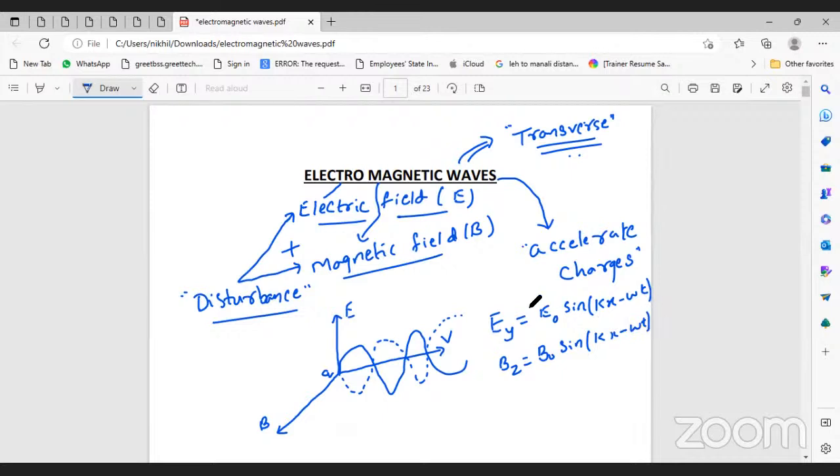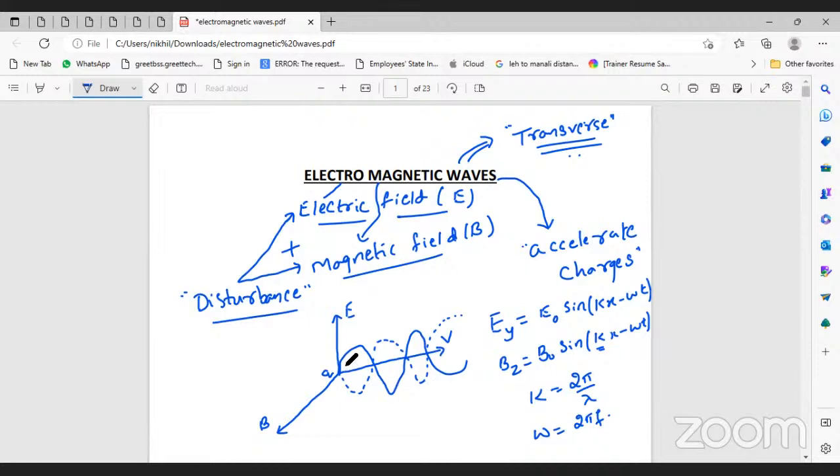So E naught is the electric field, which is the maximum electric field, which is called peak value. B naught is the magnetic field, which is called the maximum one, that is called peak magnetic field. Clear? So these are the two equations of the electromagnetic wave, that is electric field and the magnetic field. You know that k is a propagation constant, given by the formula k is equal to 2 pi by lambda, and omega is called the angular frequency, that is 2 pi f.